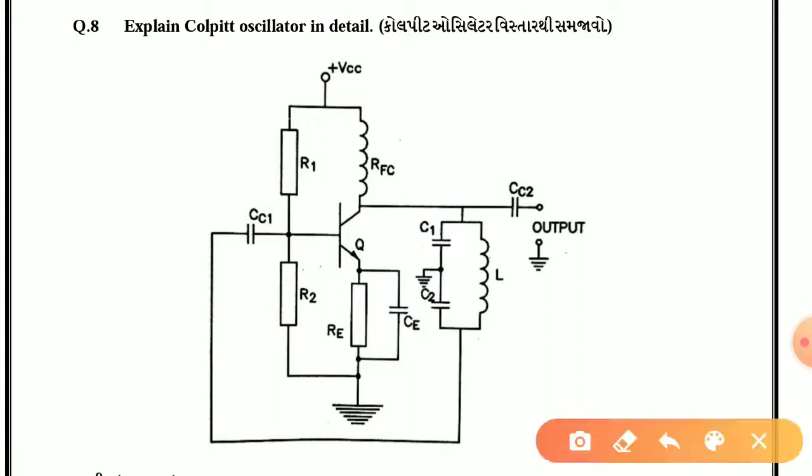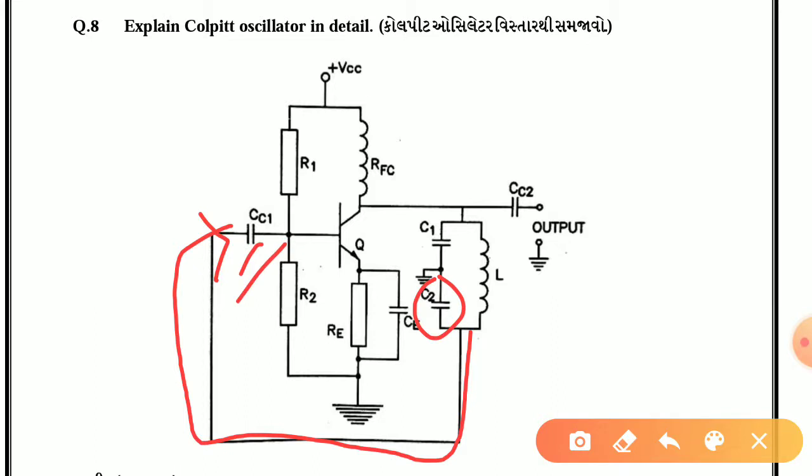The feedback voltage from the capacitor C2 is given back to the transistor through the coupling capacitor CC1. CC1 is put at the input of the base of the transistor to prevent the DC component from entering. A capacitor can only pass the AC component.